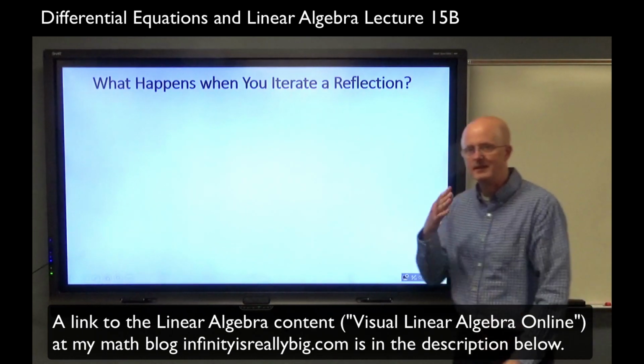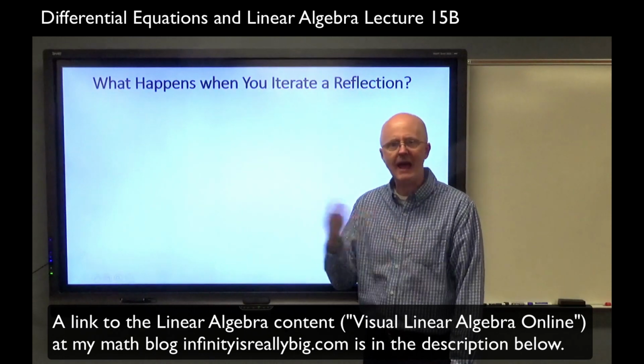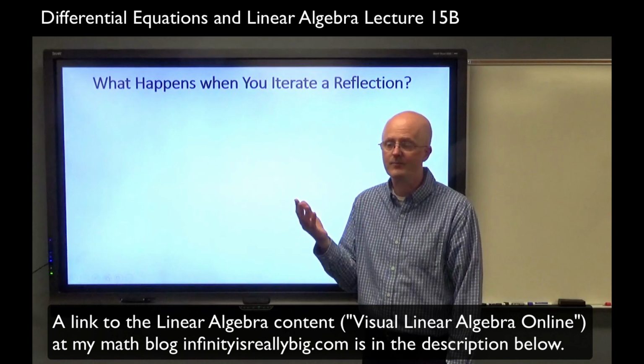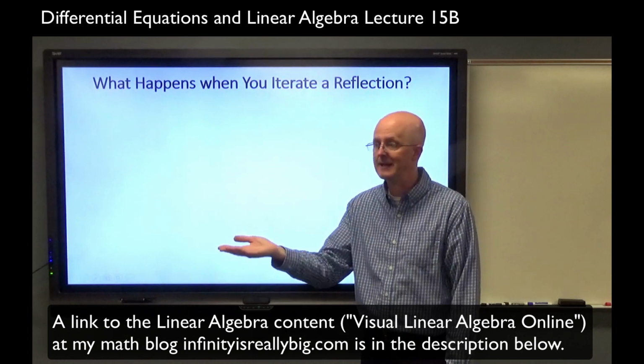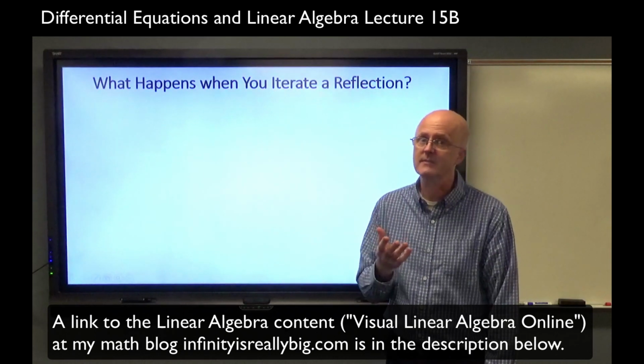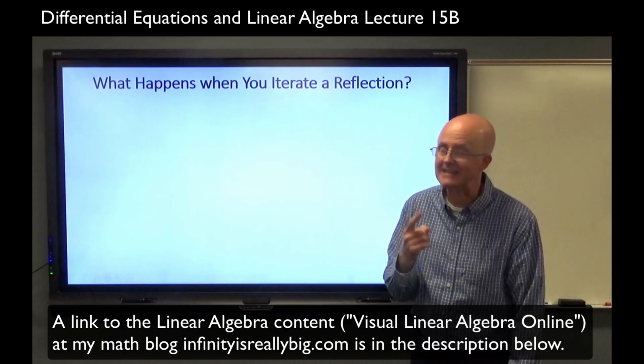I'm going to reflect across a line through the origin. If I iterate that function, it just goes back and forth across the same line. You iterate it once to get across the line and then iterate it again, you should get back where you started. The matrix of this linear transformation, when you square it, should be the identity matrix, and it is.